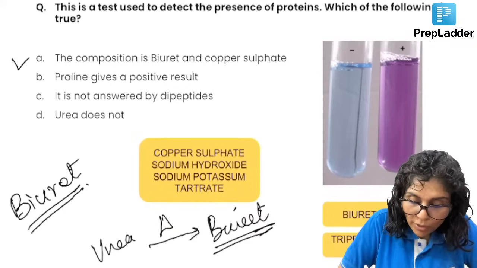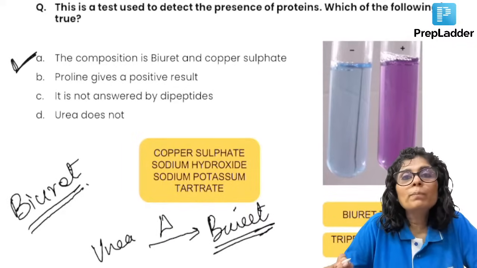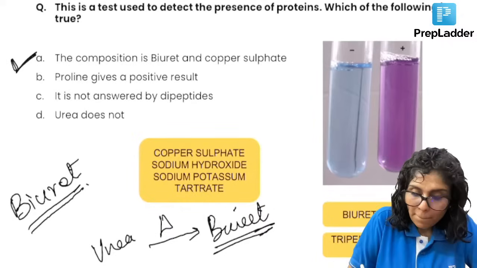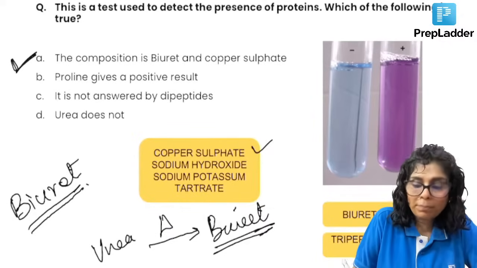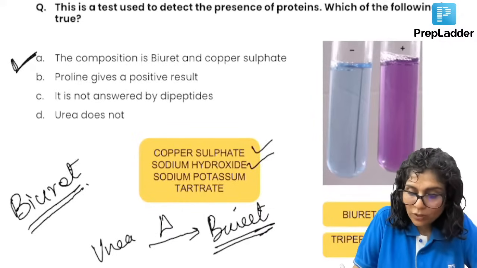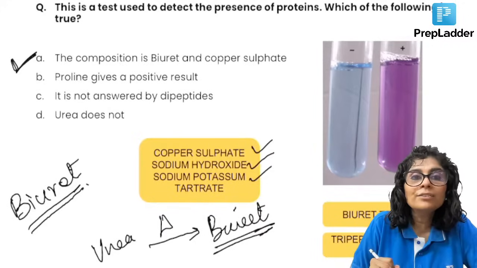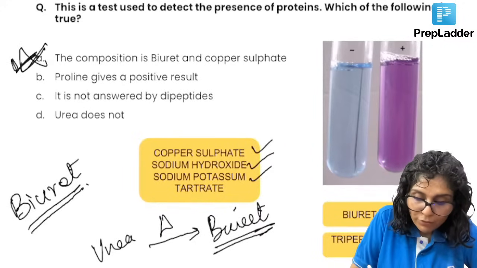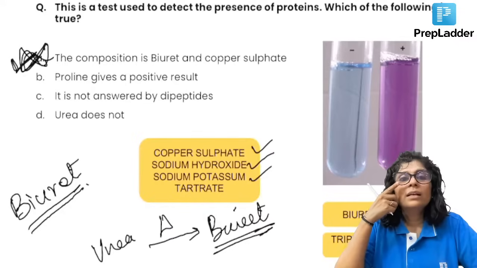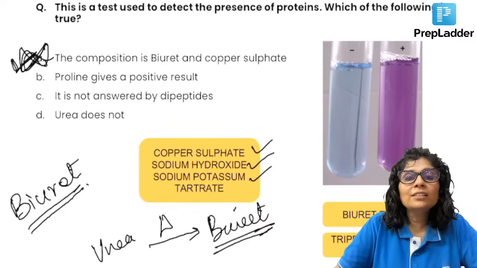Tell me about choice A. What is the composition of Biuret test? Biuret test composition is copper sulfate, sodium hydroxide, sodium potassium tartrate. So A is false.